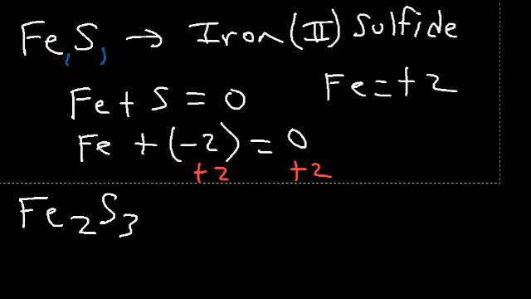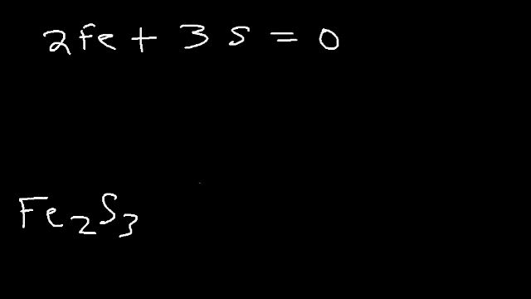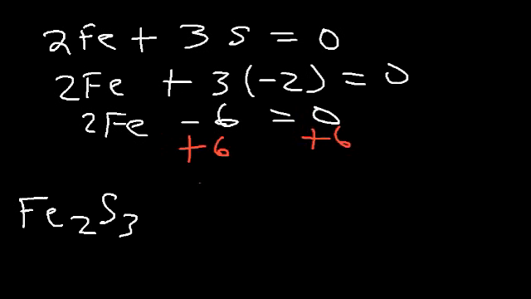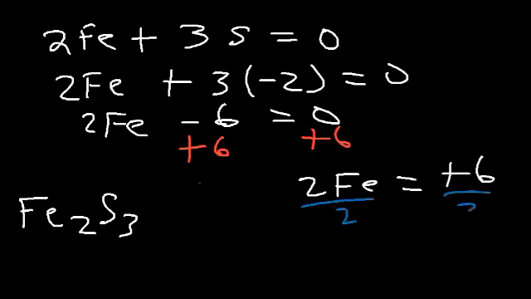So now, what about the example on the bottom? What is the oxidation state of Fe in Fe2S3? So let's write an equation: 2Fe plus 3S is equal to 0. The charge on sulfur, we know it to be negative 2. So 3 times negative 2 is negative 6. And let's add 6 to both sides. So at this point, we can see that 2Fe is equal to positive 6. So if we divide both sides by 2, Fe has a charge of 6 divided by 2, which is plus 3. So it's in the plus 3 oxidation state.